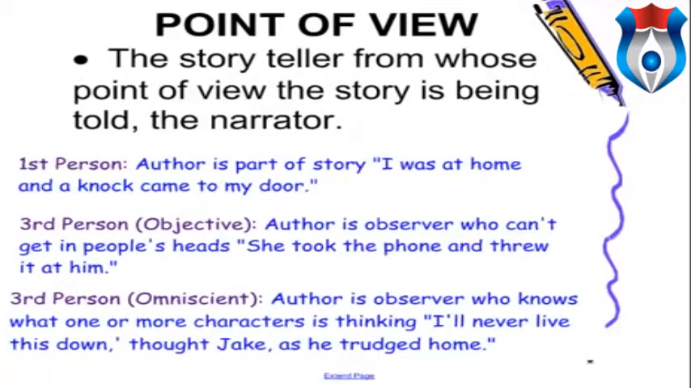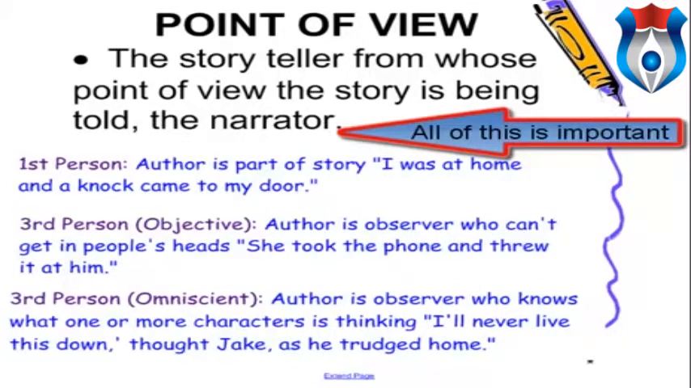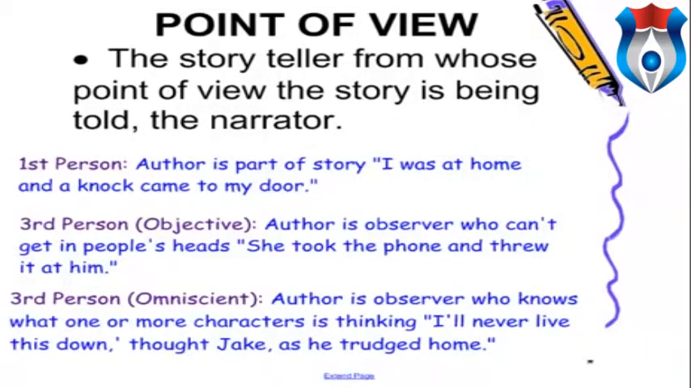Now, point of view is basically the storyteller from whose point of view the story is being told, or the narrator, basically who is telling us this story. And there's more, but really there's three points of view that you see often in stories. The first one is first person, and that's where the author is the actual person telling the story, is part of that story. So it's in the first person. "I was at home and a knock came to my door." If that's what's written, then the author is a character themselves.